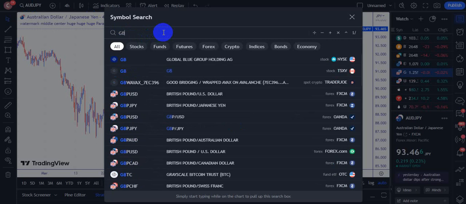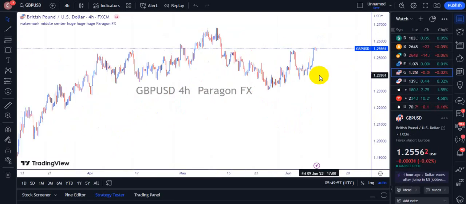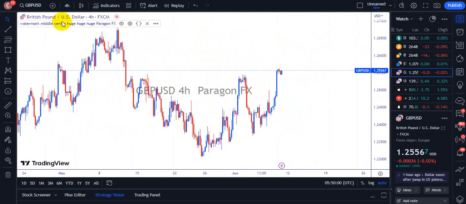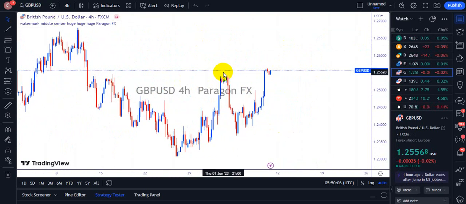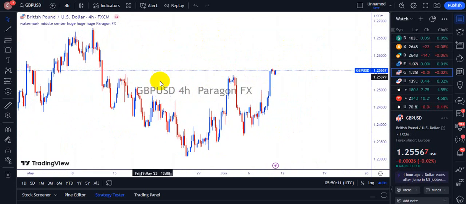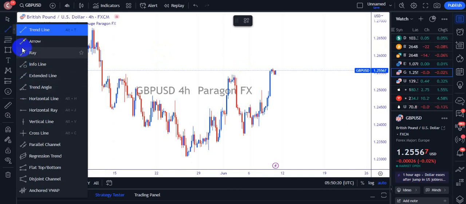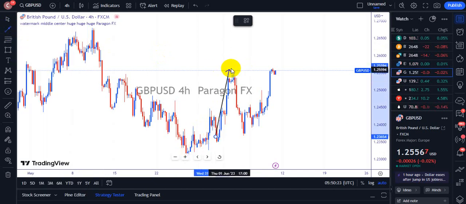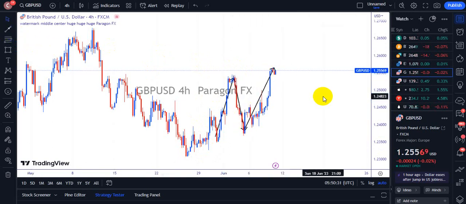First of all, we see GBP USD. As we predicted in previous video, our target has been almost done. Now, next, you can see that this high has been broken now. Body has been closed above this high.